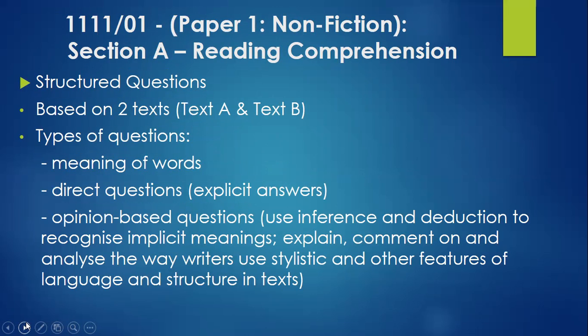So for section A, there will be structured questions based on 2 texts, text A and text B. Here are some types of questions that you could be asked. You could be asked to provide the meaning of words, or you could be given some direct questions where you do not need to really crack your head to find the answers, since the answers are quite explicit or stated clearly in the passage. All you need to do is look for some keywords, use some keywords, and look for the answers.